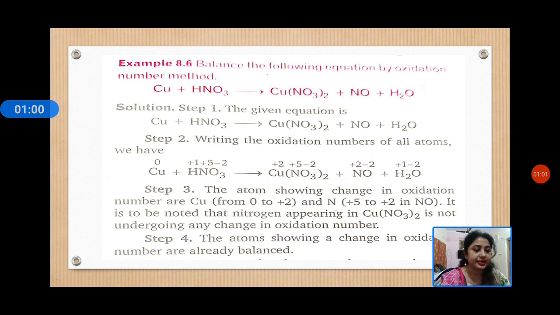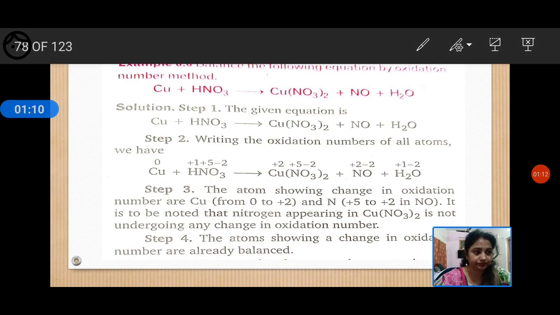Okay, let's proceed stepwise. First step is to note down the skeleton reaction. Whatever reaction is given, first you have to write it in step 1. Second step, write the oxidation number of all the atoms. So start writing the oxidation number of every atom. Copper is in free state, so 0. Hydrogen plus 1, oxygen minus 2. We can calculate for nitrogen. It will come plus 5.